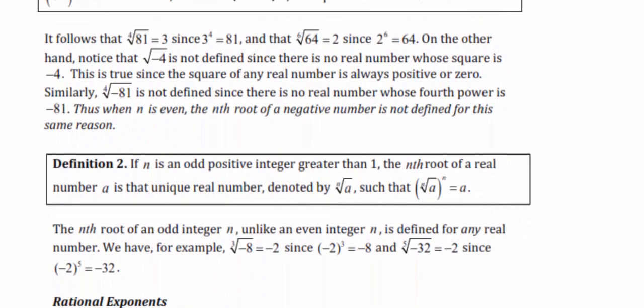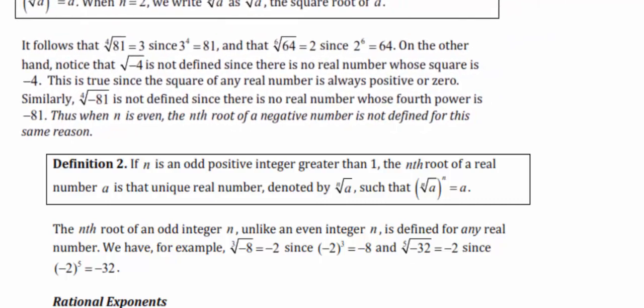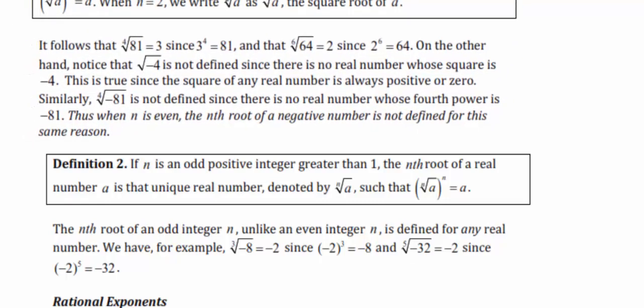Now, as you start getting into higher n values for our roots, we have to pay attention to a few things. So notice the fourth root of 81 here is 3, because it takes four 3's multiplied together to give us 81. Like the sixth root of 64 would be 2, because it takes six 2's multiplied together to give you 64.